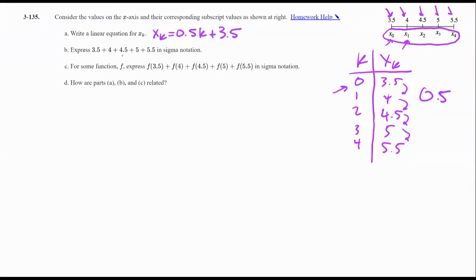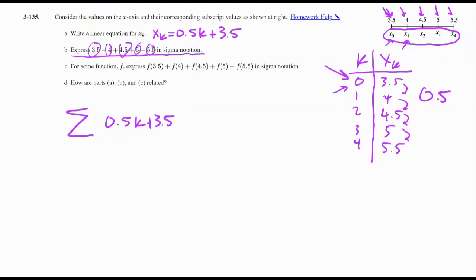Now we're being asked to express 3.5 plus 4 plus 4.5 plus 5 plus 5.5 in sigma notation. So when we are doing this, a couple of things here that we're going to start with is that I already have an equation, right? Because I have an equation that I already created for this piece here, which is going to be 0.5k plus 3.5, because that's the equation that represents each of these values. Every time I go up by 1, then I get these values inside.